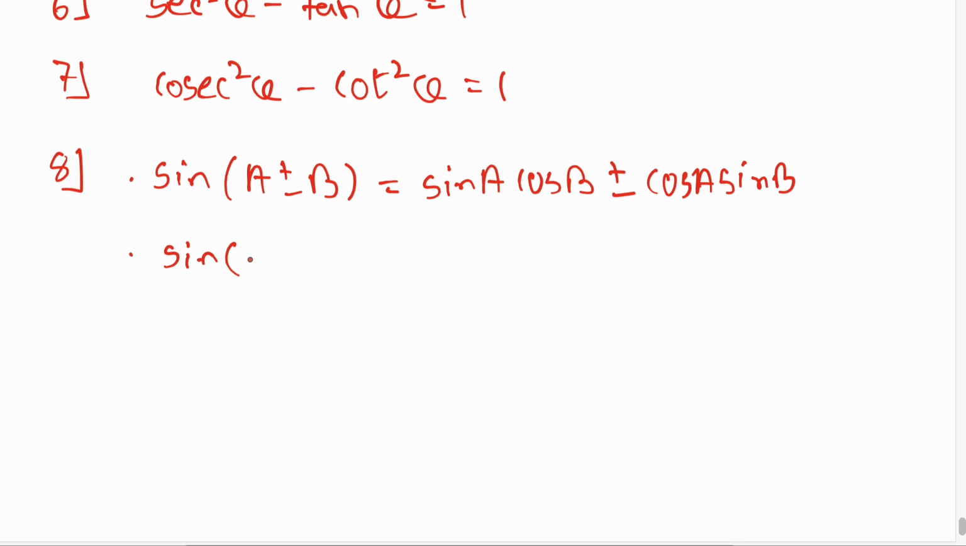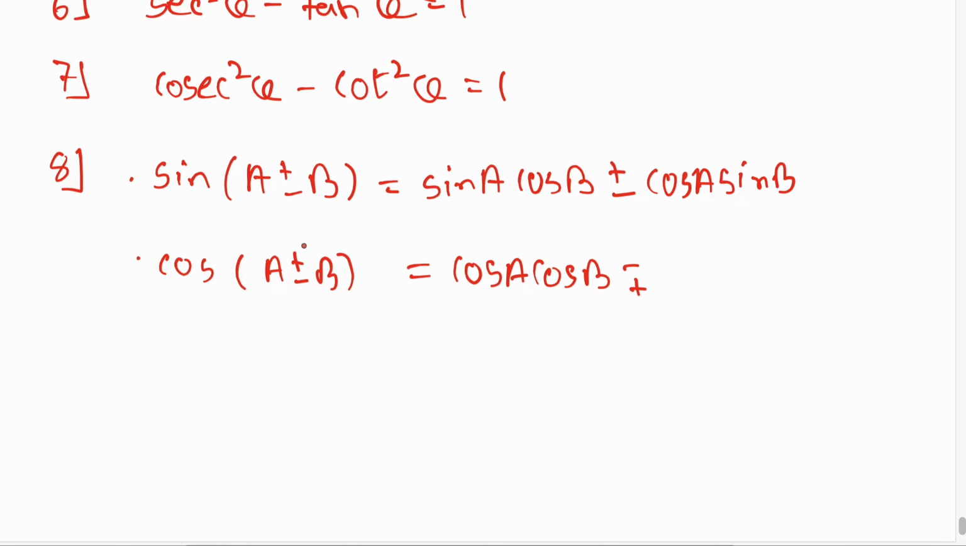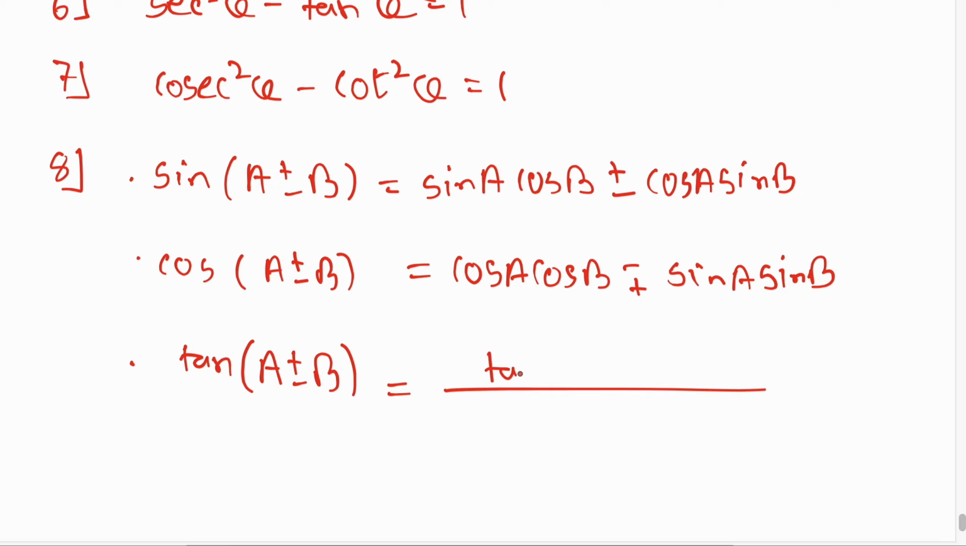Then cos A plus minus B, it would be cos A cos B minus plus, sign will be opposite, minus plus sin A sin B. Then tan A plus minus B, it would be tan A plus minus tan B. Here the sign will be same, but there the sign would be reverse, tan A tan B.